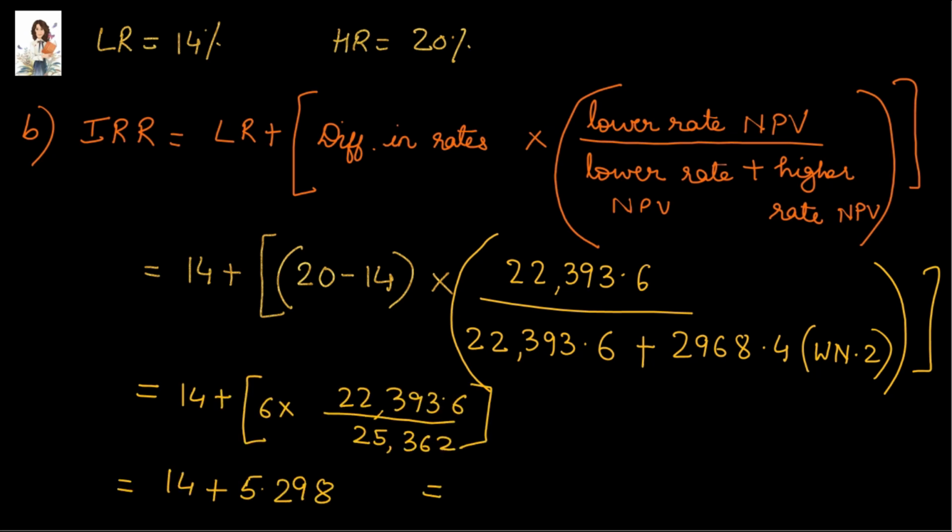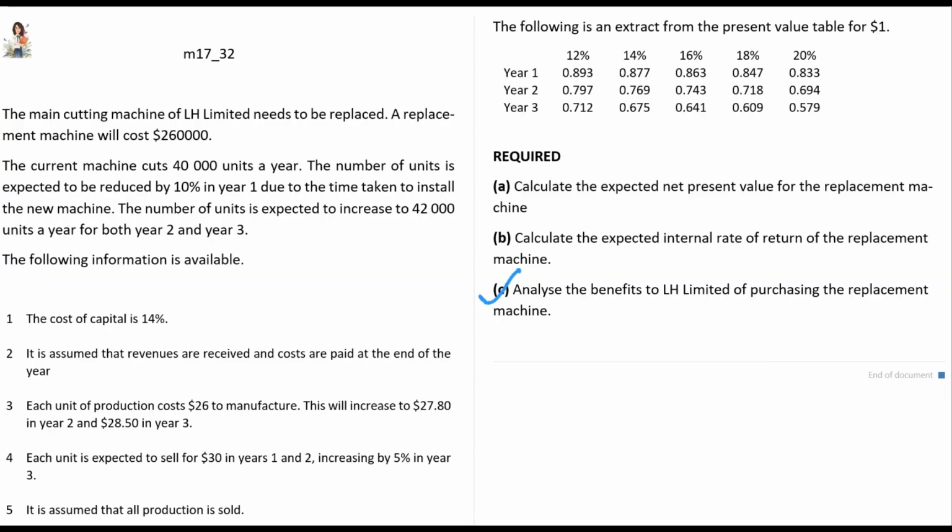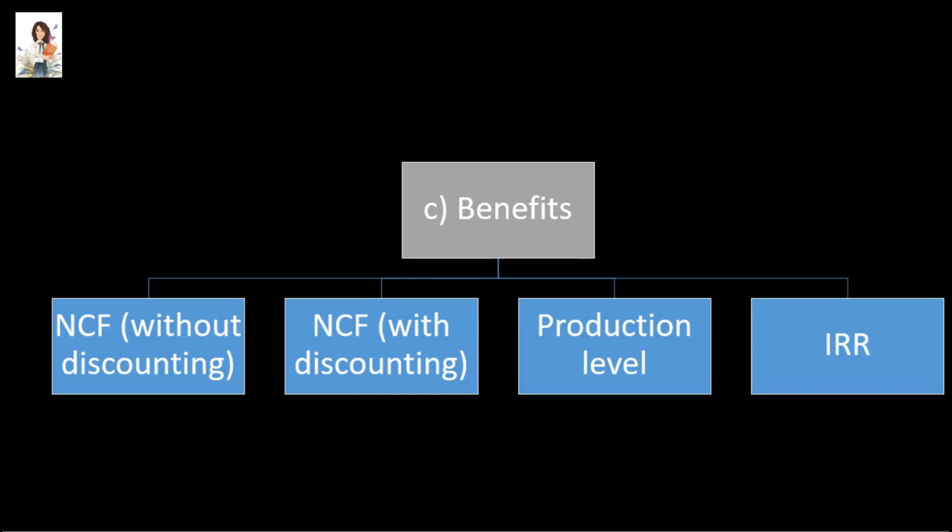The final answer is 19.3%. This is the IRR of the replacement machine. With this, we have completed part B of the question. In part C, we have to analyze the benefits to LH Limited of purchasing the replacement machine. We will analyze using 4 parameters or criteria.